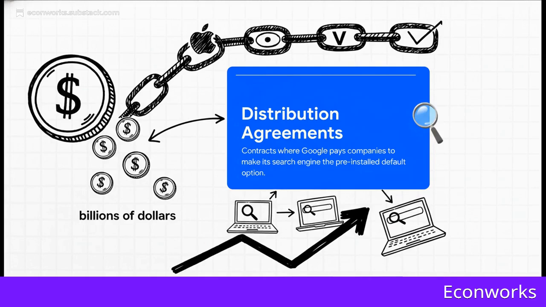So what's the secret sauce here? Well, it all comes down to these things called distribution agreements. And what's so fascinating is that this isn't some complex bit of code. It's a business deal, plain and simple. Google pays billions of dollars to companies like Apple, Samsung, and your mobile carrier to make sure its search engine is the first one you see.